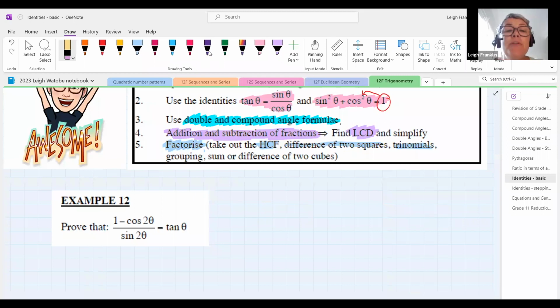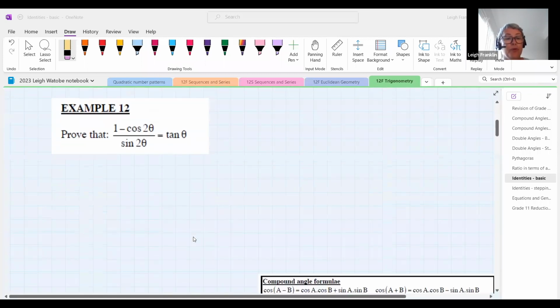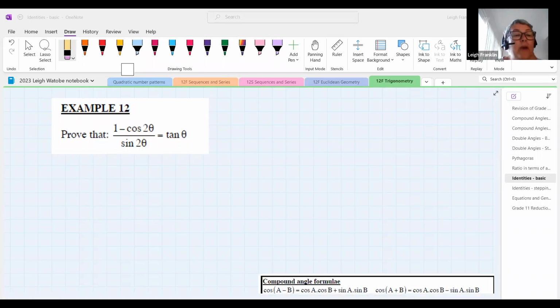Okay, let's jump into our first example. Here we are asked to prove that (1 minus cos 2 theta) over sine 2 theta is equal to tan theta. So we can see what we have on the left, which is 1 minus cos 2 theta over sine 2 theta, and on the right we have tan theta.